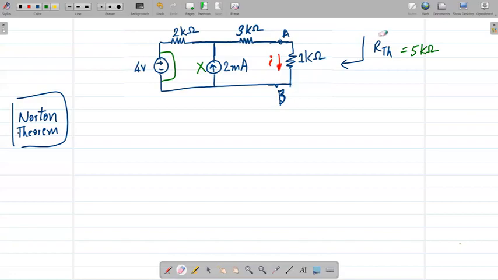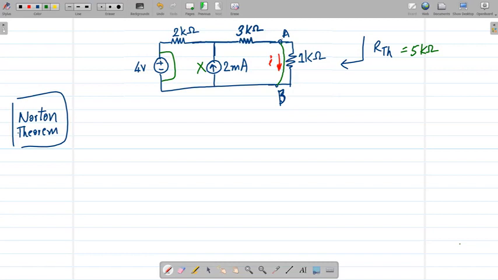In order to use superposition, let us consider the role of each of these sources. And remember, in the case of Norton theorem, you have to actually short circuit the terminals A and B. Okay, so let me draw a line there to ensure that we don't forget. This is now short circuited. In Thevenin circuit, you have to open circuit A and B. For Norton, you have to short circuit it.